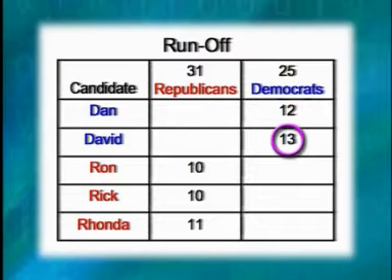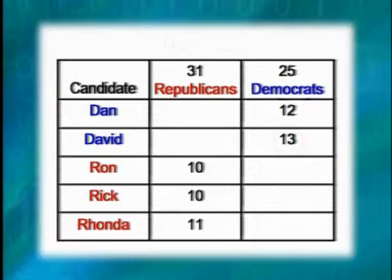Now look what happens if David does a little better job among his own constituency, among the Democrats. He does a better job. He gets more votes among the Democrats in the first election. In this case, the 25 Democrats vote 15 for David and 10 for Dan. In other words, David did better in that first election. Let's see what happens.